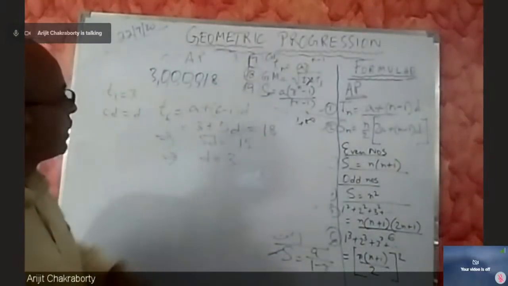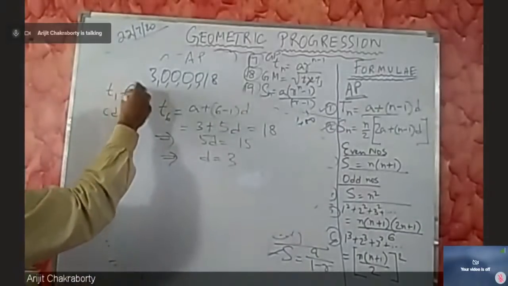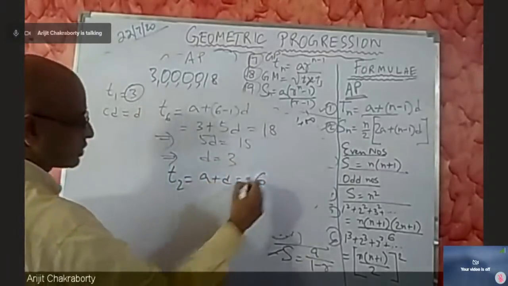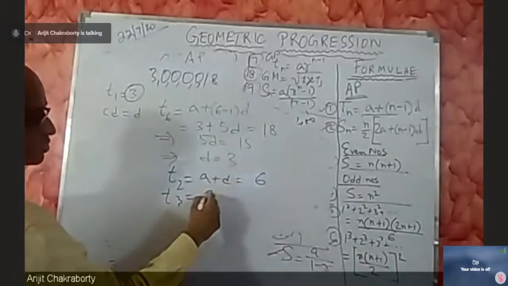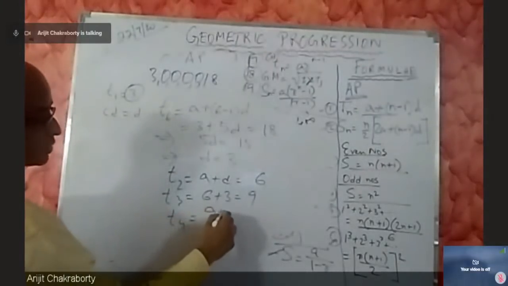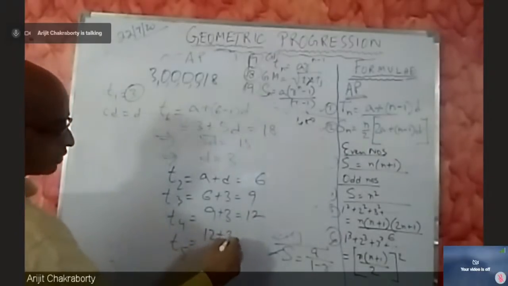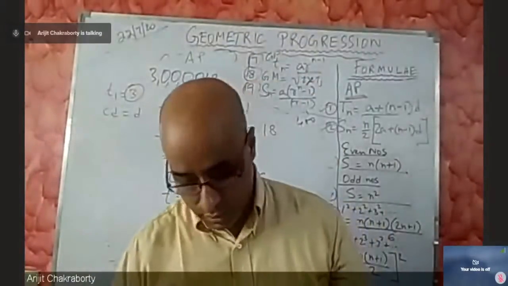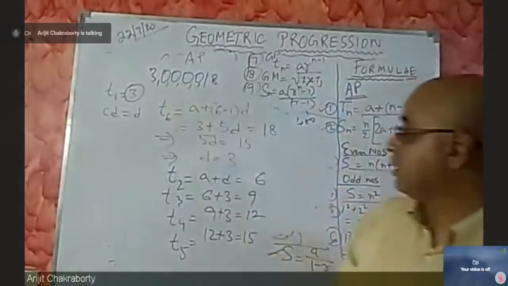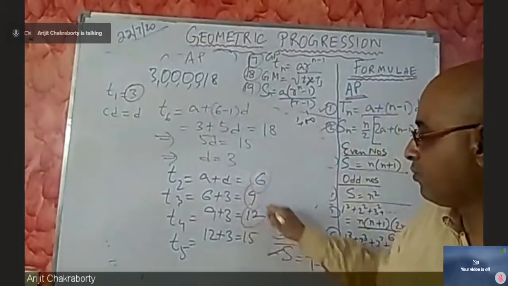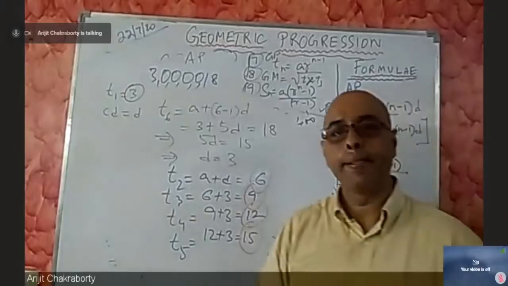If you get D equal to 3 and you know the first term is 3, so the second term T2 will be A plus D, that is 3 plus 3, 6. Third term will be equal to 6 plus 3, that is 9. And fourth term equal to 9 plus 3, that is 12. And fifth term is 12 plus 3, that is 15. So the 4 arithmetic means which you need to insert between 3 and 18, the answers are 6, 9, 12 and 15. Okay, I hope this is clear.